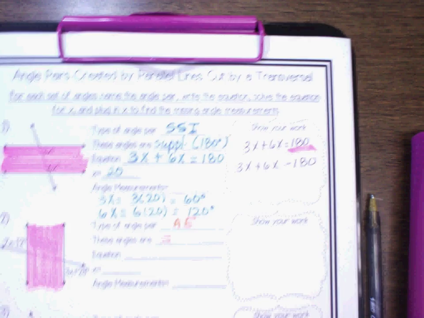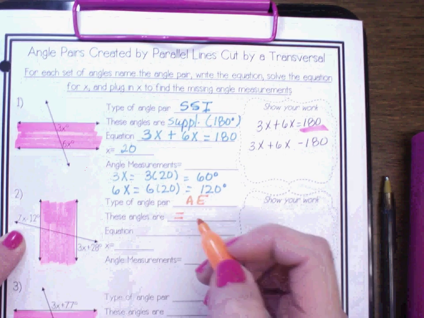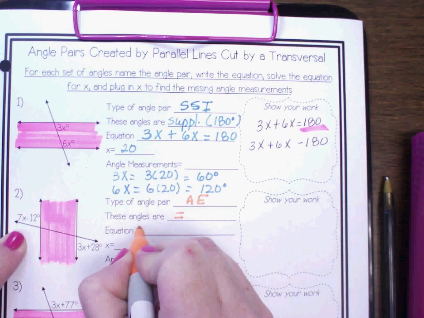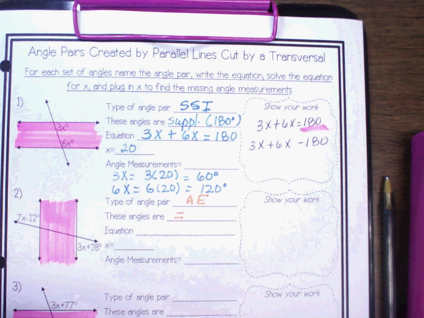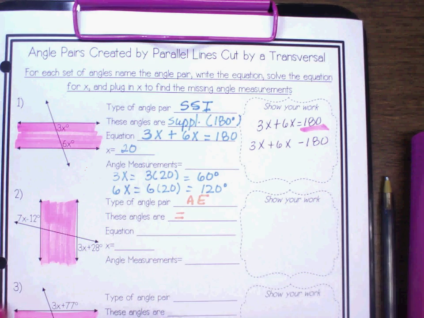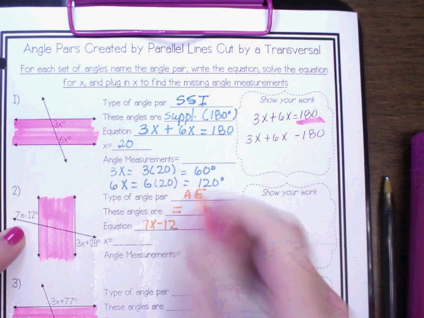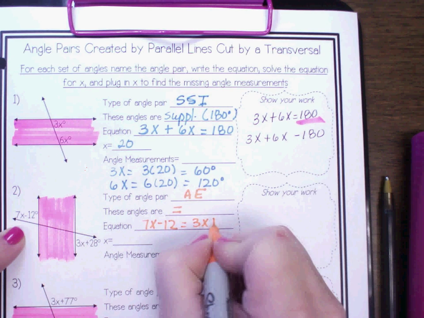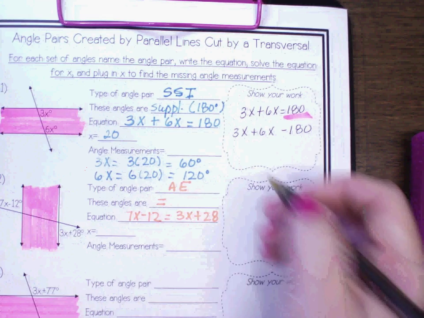All right, what kind of angles are they? Alternate exterior. So AE? All right, so these angles are what? Alternate exterior. What are they? They're congruent. They're equal, right? They're equal. They're congruent. All right, so what's my equation? If they're the same.